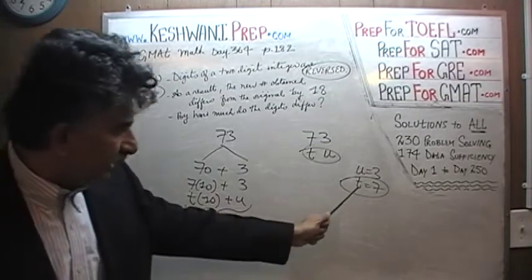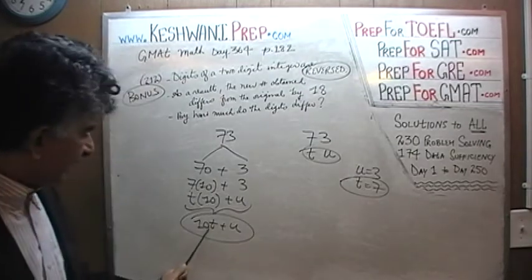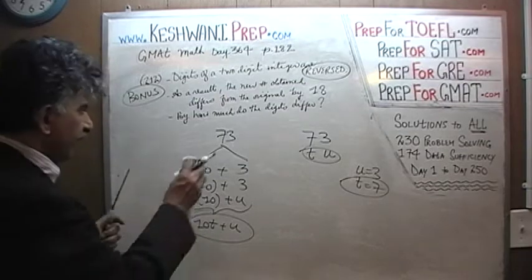10 times t, 10 times 7. 10 times 7 is 70. 70 plus u, which is 3. So 10 times 7 plus 3 is going to give us 73. That's what we start out with. Let's make a note here.